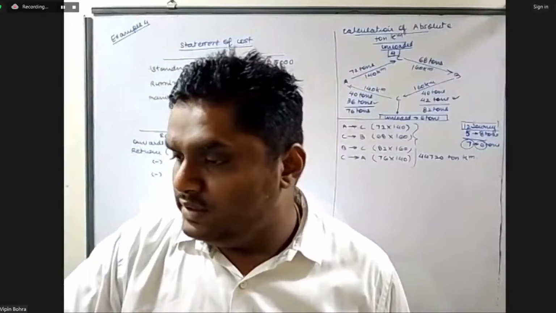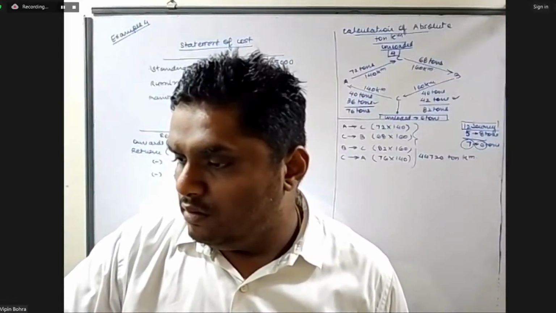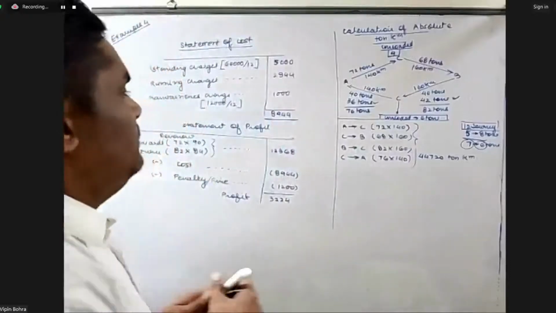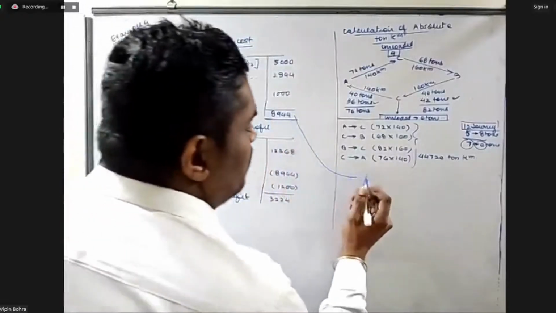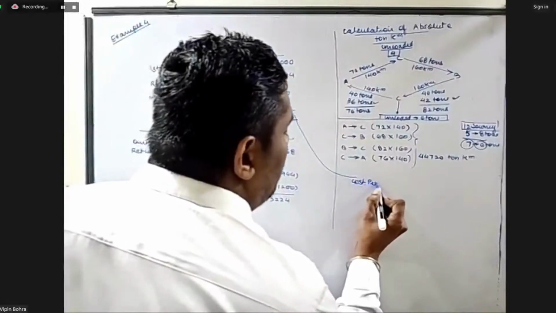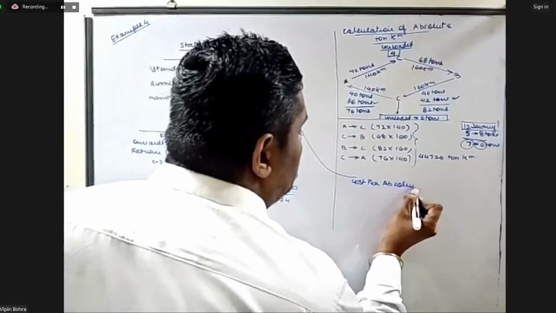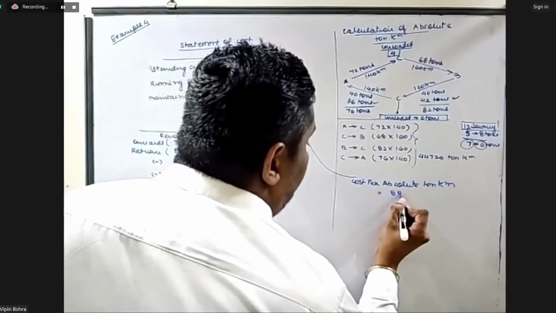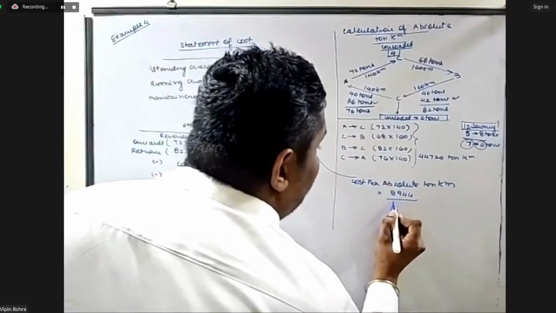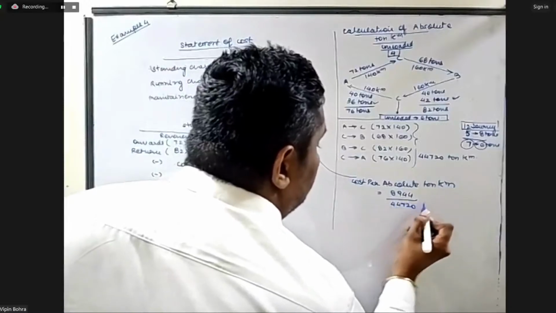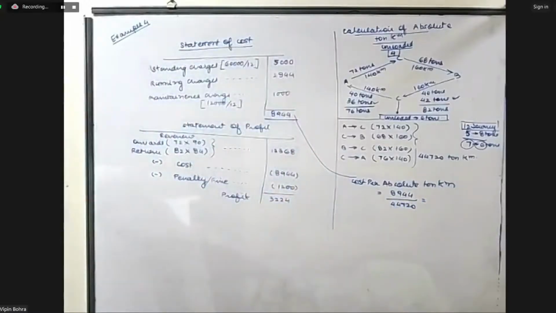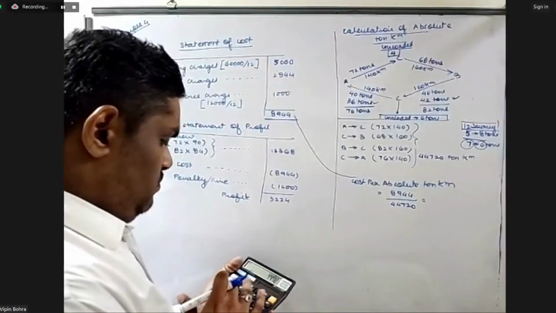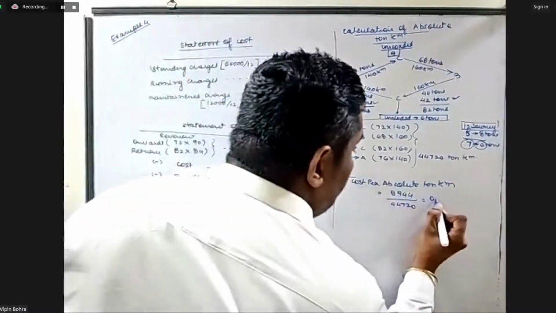1 second, there are few queries. Yes, the cost will be 8944. Cost per absolute ton kilometer will be 8944 divided by 44,720. So this will be 0.2.